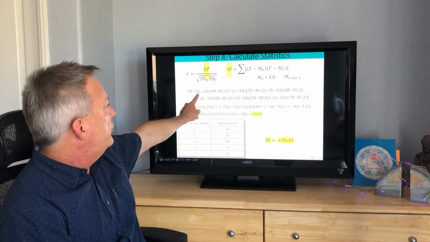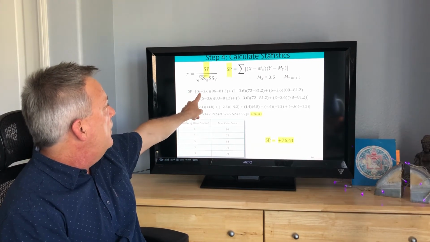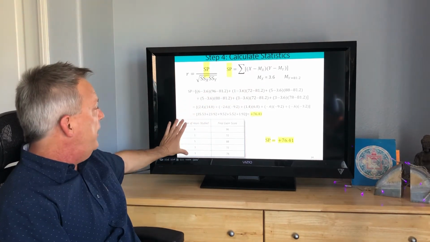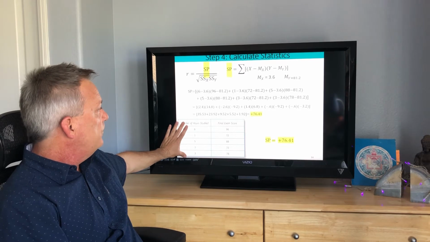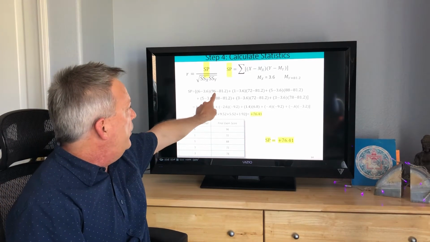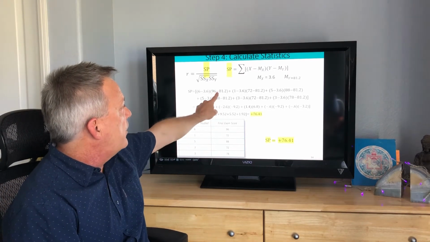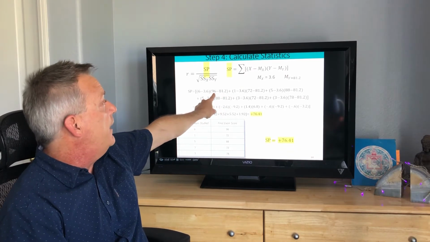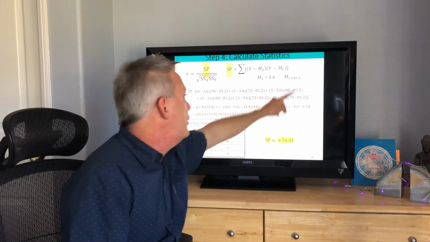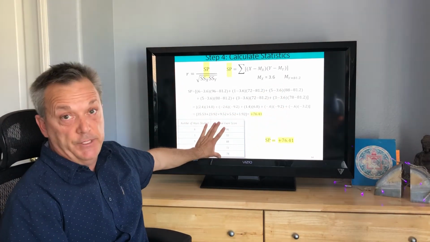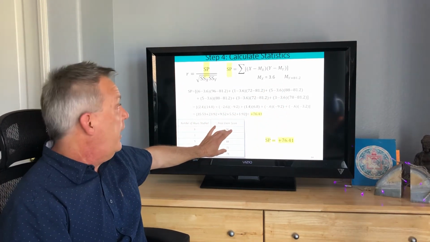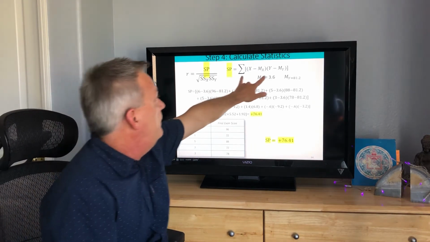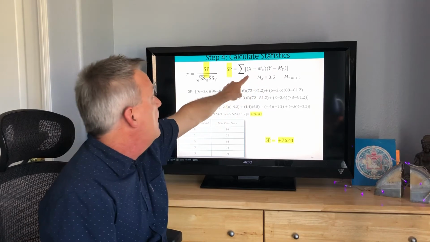you have the number of hours studied and final exam scores right here. And so we're going to take 6 minus 3.6. So 3.6 is the mean for the number of hours studied. And then you're going to take 96 and subtract 81.2 from 96 right here. And 81.2 is the mean for the final exam scores. Okay? So we're just going to plug those in, right? And that's the equation right here.